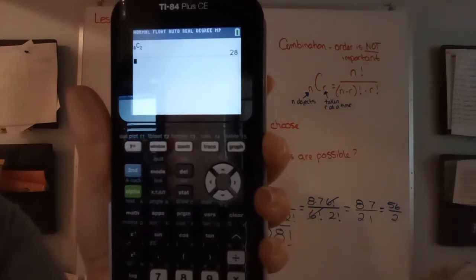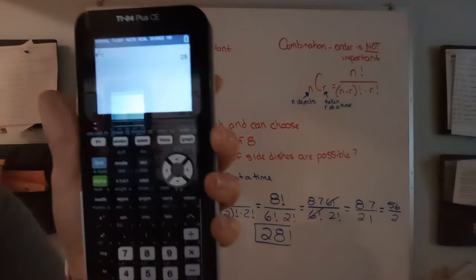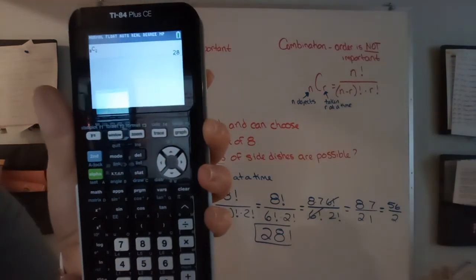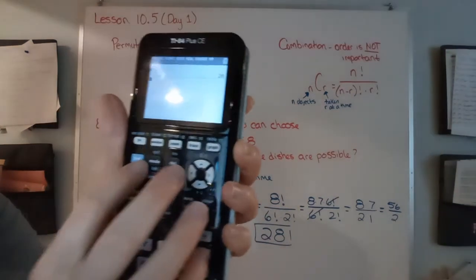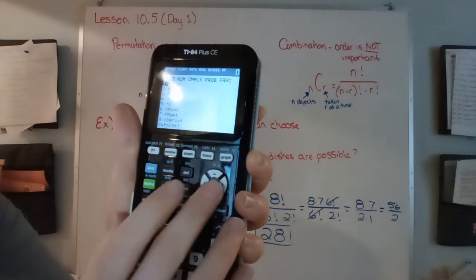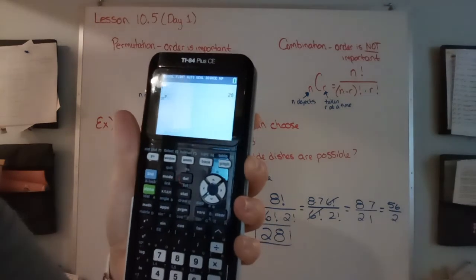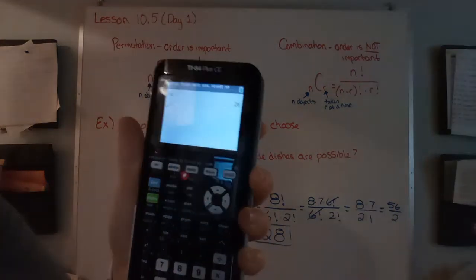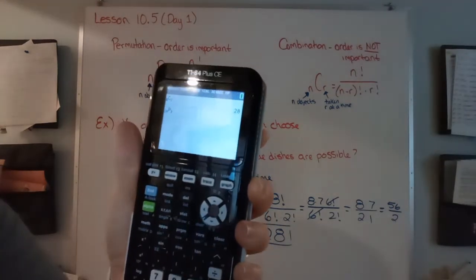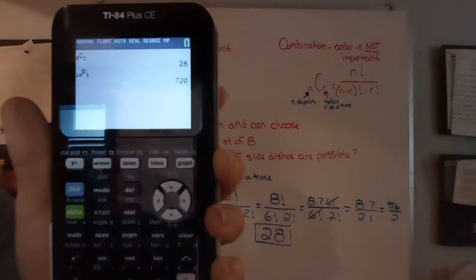And you can see the answer is 28. Okay, for the first problem, which was the permutation, 10 horses, 3 places, I'll show that one as well. So go math, go over to prob, go down to permutation, 10 horses taken 3 at a time, and we said the answer was 720.